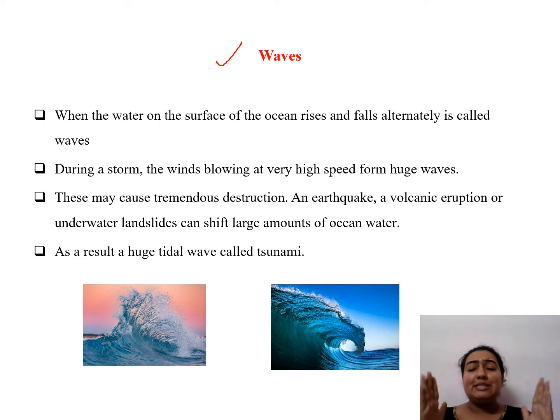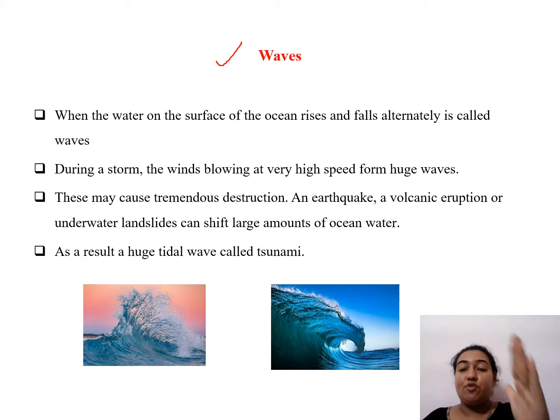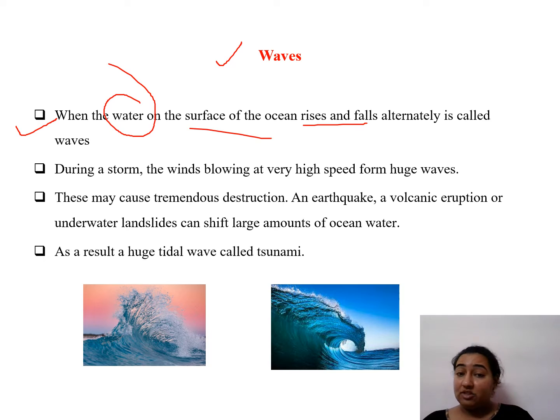So now you must have visited a sea beach, students. When visiting that beach, you must have seen that water on the surface of the ocean rises and falls alternately. That rise and fall of water on the surface of the ocean is known as waves. We can see waves in this manner.